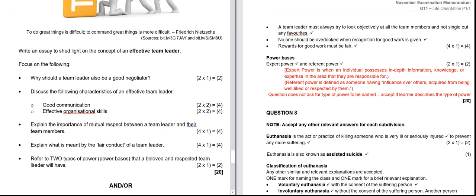So you see that the last part of our question 7, you have to refer to 2 types of power. That is power bases that a beloved and respected team leader will have. So we have them as listed. We've got expert power and referent power.